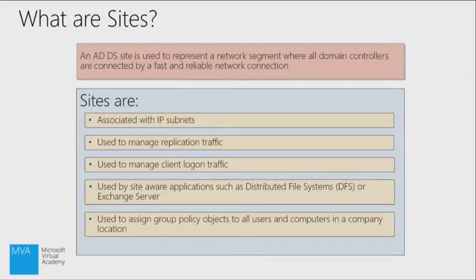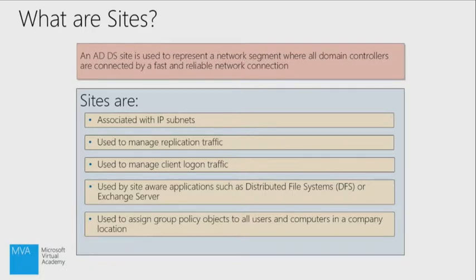What are sites? An ADDS site is used to represent a network segment where all domain controllers are connected by a fast and reliable network connection. Sites are not an organizational boundary in terms of we have a branch office in London, we have a branch office in Paris, we have a branch office in New York. Those are not necessarily Active Directory domain services sites, depending on the speed of the links between those offices.